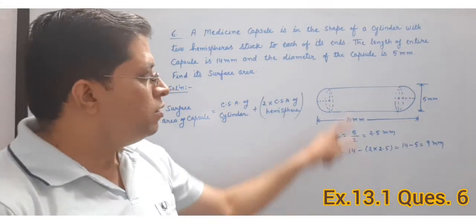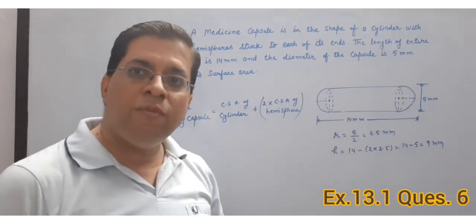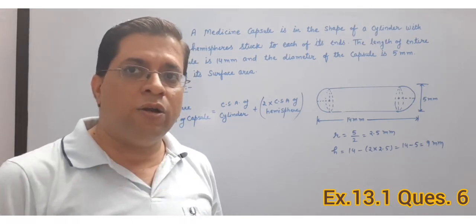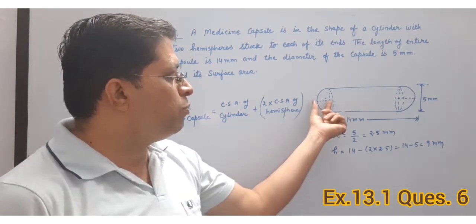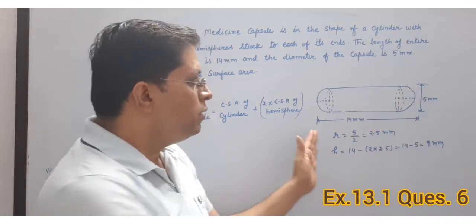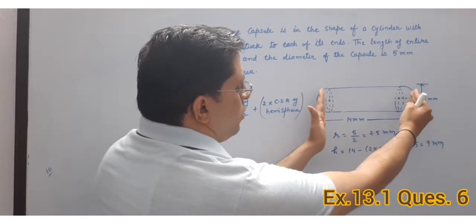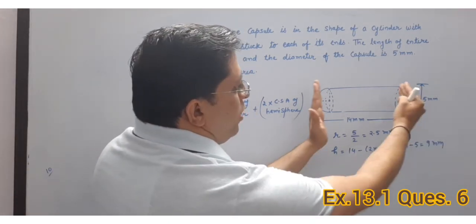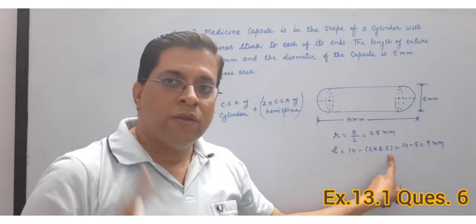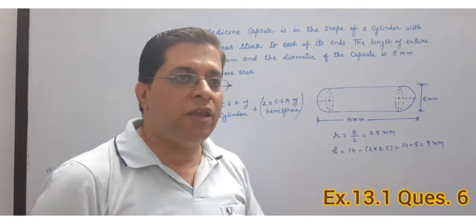It means CSA of cylinder plus 2 into CSA of hemisphere. And what will be the height of the cylinder? It is not directly given to you. This is 2.5 and this is 2.5, this is 5 total, and the total is 14. If you cut 2.5 and 2.5 from both sides, 14 minus 2 into 2.5, 14 minus 5, this will become 9 millimeter. So height is 9 millimeter.